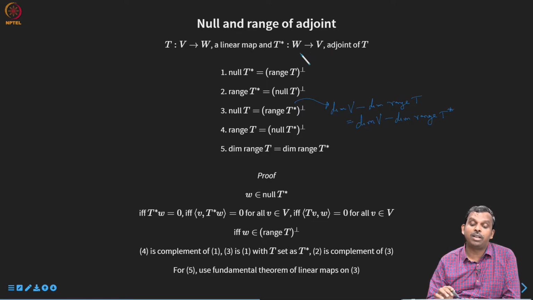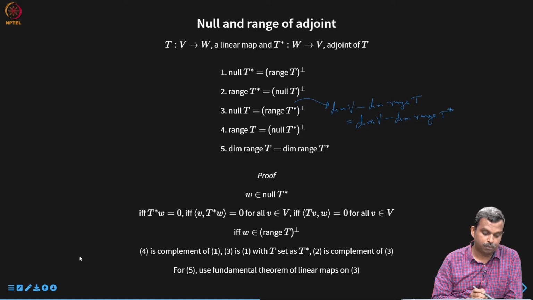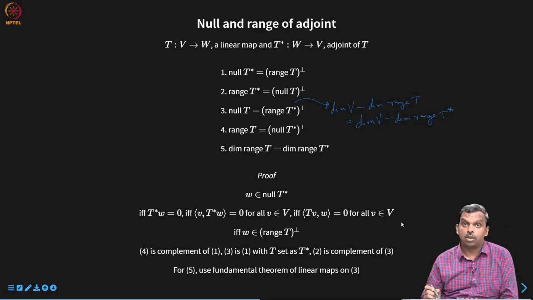If dimension of V were equal to dimension of W, then you can say other things as well. But in general, that need not be true. But whatever be the case, range of T and range of T star will have the same dimension. So that's a proof that we have done. So these are good properties.